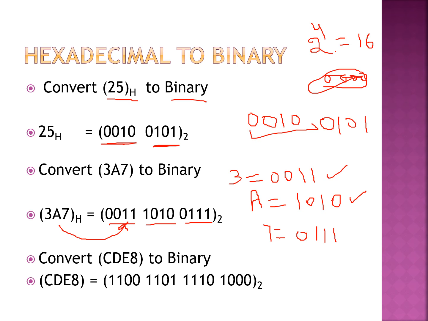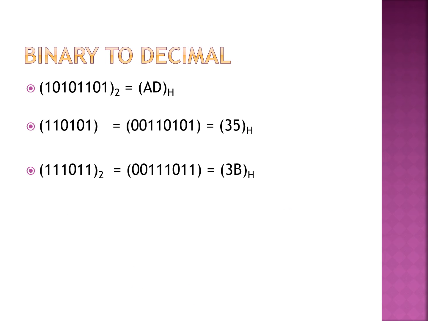So here the example is C, D, E and 8. So this is the equivalent of C. D is equivalent to this. Similarly, E is equivalent to this, and 8 is equivalent to this value. So every time, each hexadecimal digit is represented by a combination of 4 bits. In this way we can convert a hexadecimal number into a binary number.